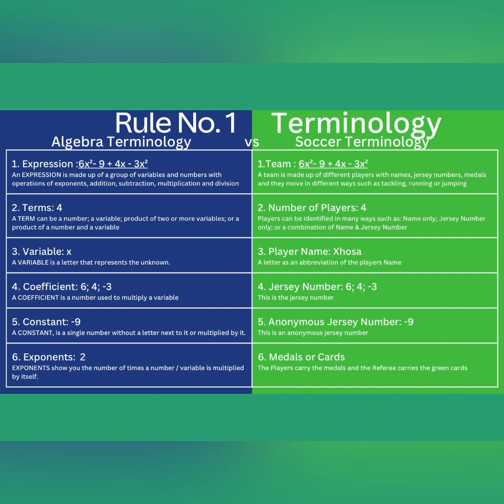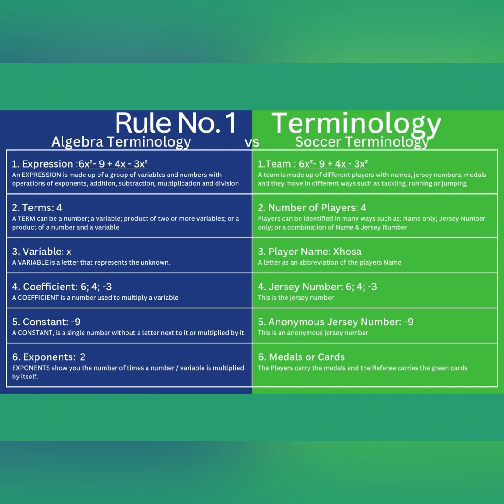Number 4, coefficient. A coefficient is a number used to multiply a variable. In our expression at the top, we have 3 coefficients. We have the coefficient in front, which is the 6 next to the x. We have another coefficient 4 next to the x. And we have another coefficient minus 3 next to the x. Therefore, our coefficients are 6, 4, and minus 3.